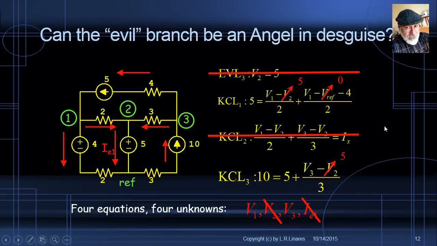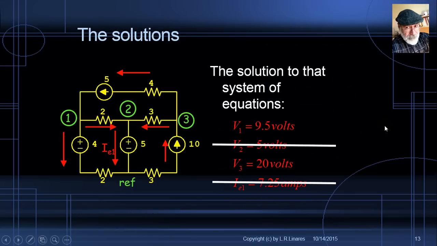Two equations, two unknowns, V1 and V3. Solve them and look what you get. V1 is 9.5 volts, V3 is 20 volts. And of course, the formerly known as an evil branch is telling us that V2 is 5 volts.